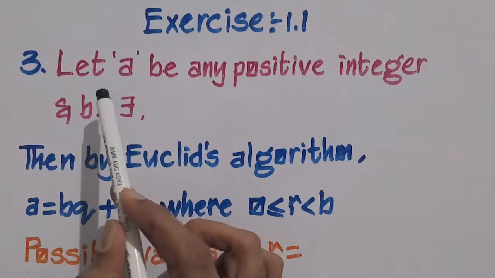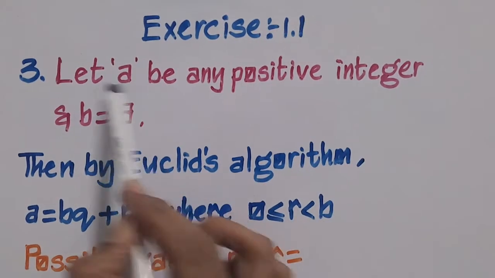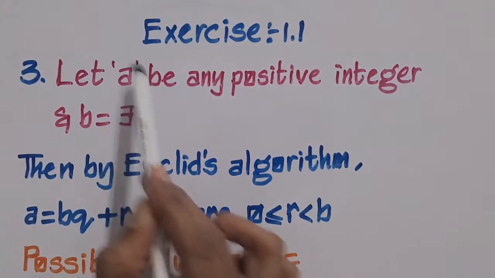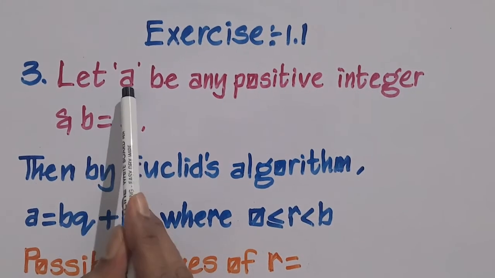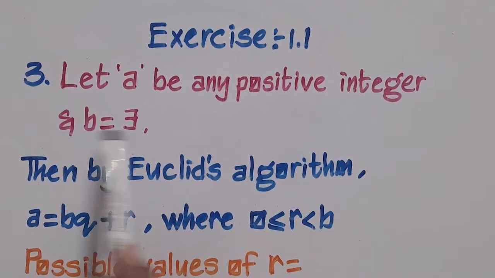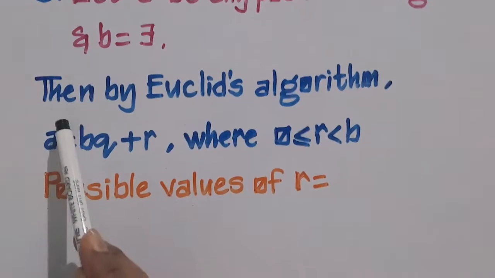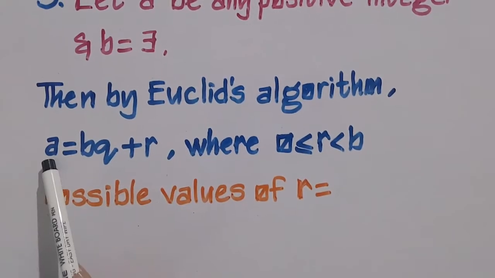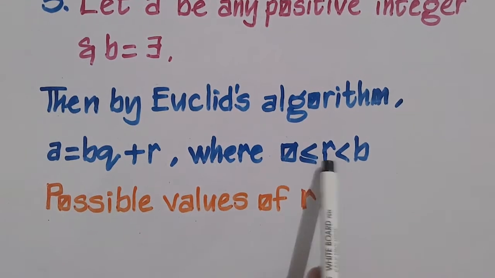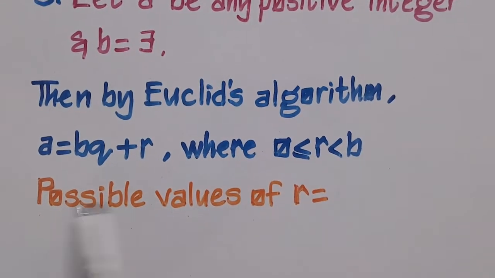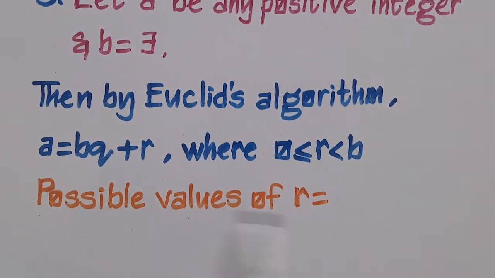Third one. Let a be any positive integer, and b equals 3. These are the two positive integers. Then by Euclid's algorithm, a equals bq plus r, where 0 is less than or equal to r, and r is less than b.